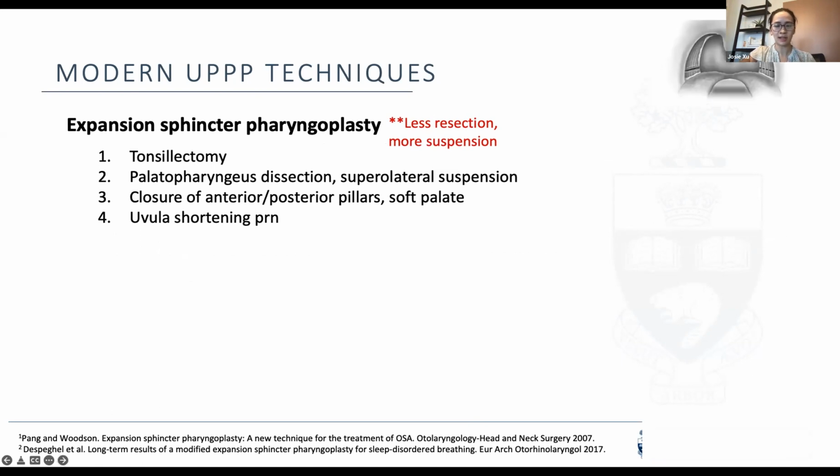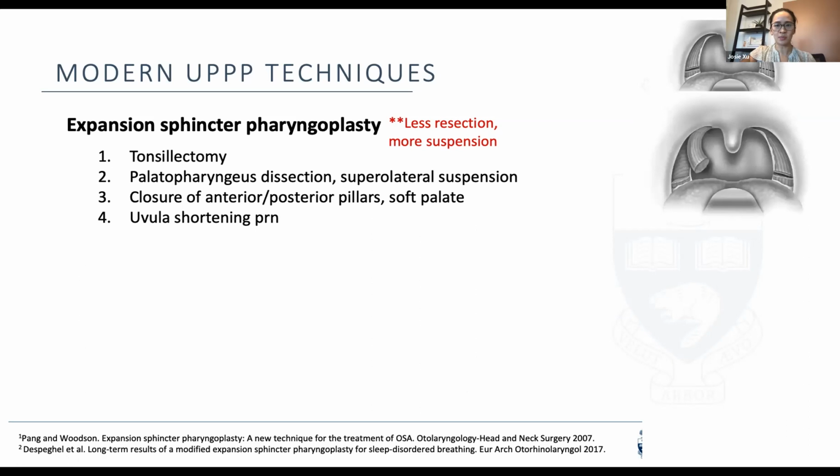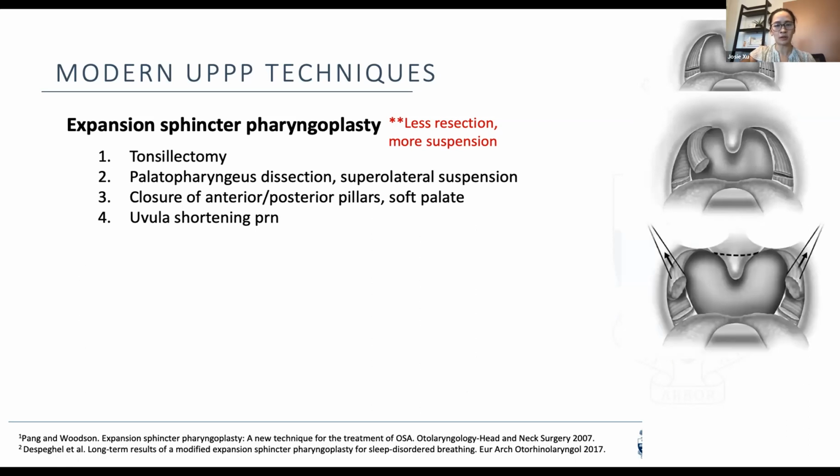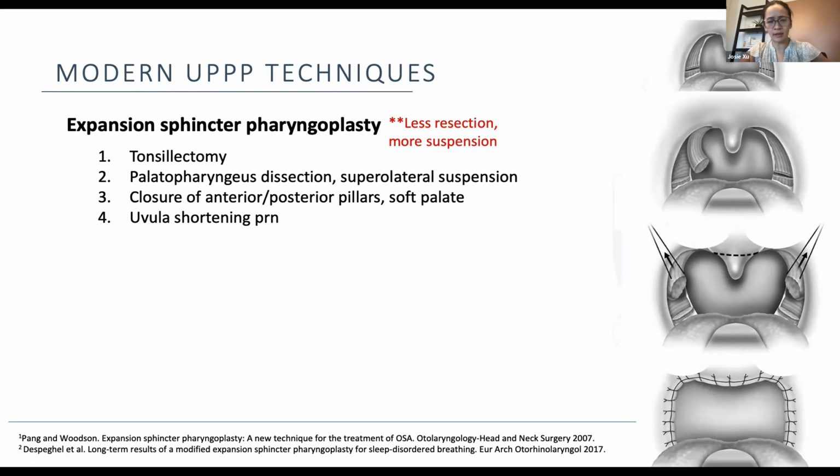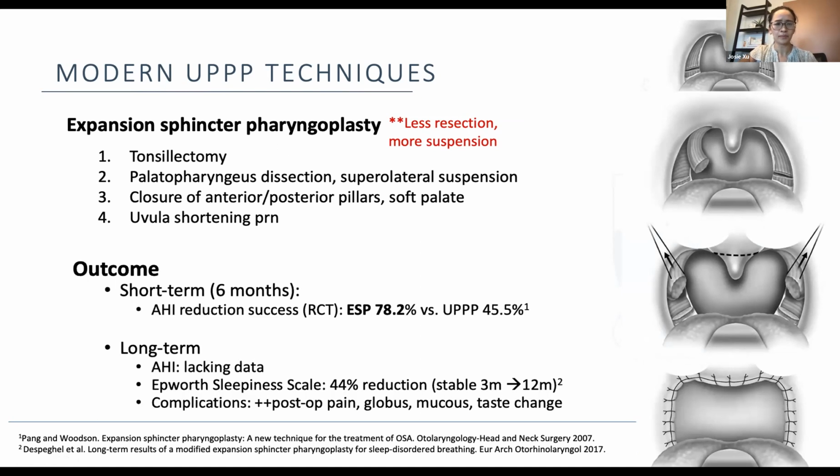We start with a tonsillectomy. We then dissect the palatopharyngeus muscle, which is here, and we dissect it off like this, and then we suspend it in a superior lateral direction to open up the posterior pharyngeal airspace. And we also only shorten the uvula if needed. We know that cutting off the uvula is not necessary in patients who don't have a particularly large uvula, and it can cause disruptive globus sensation.